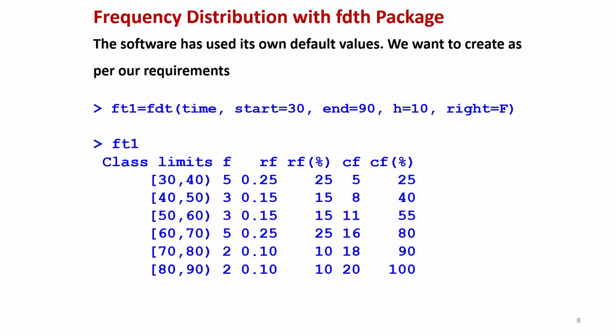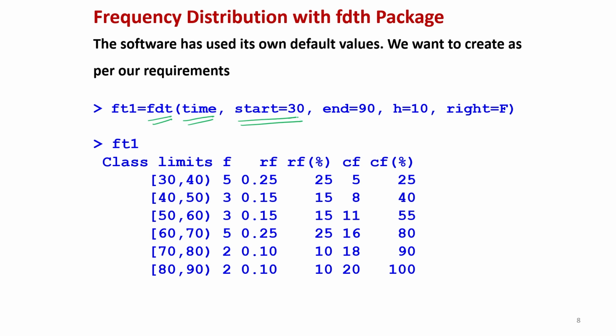Now my objective is that I want to do it according to my wish, and I want to specify my own parameters as we have done in the earlier case, right. So I can use the same command fdt. I will use the same data set time, but now I will start the sequence from 30. If you try to recall, in the case of continuous data, you had created the intervals in a sequence of 30 to 90 at an interval of 10. So the same thing I will try to do here.